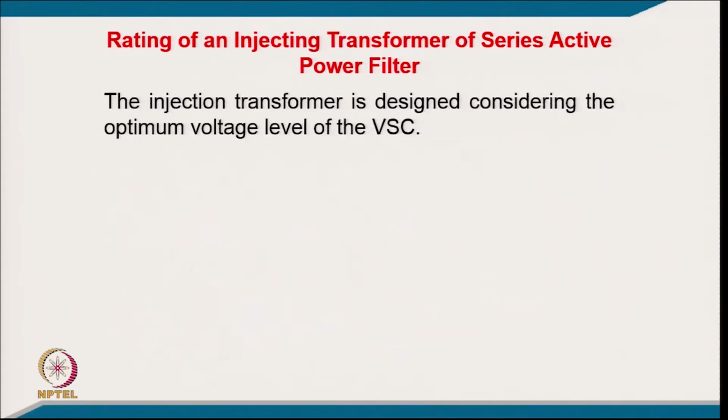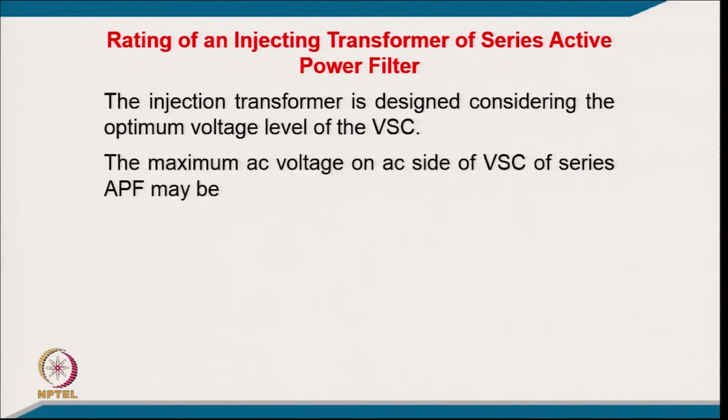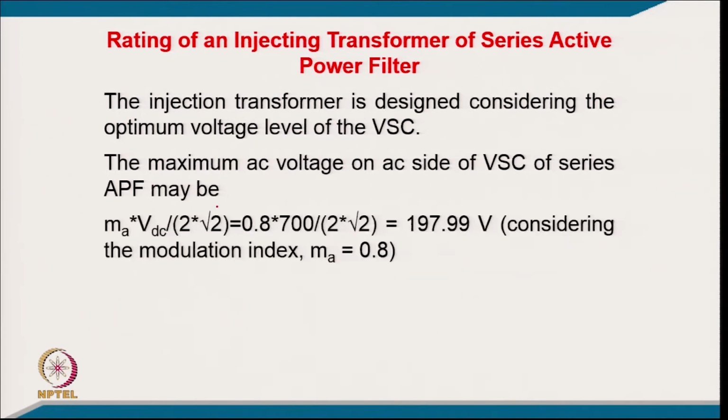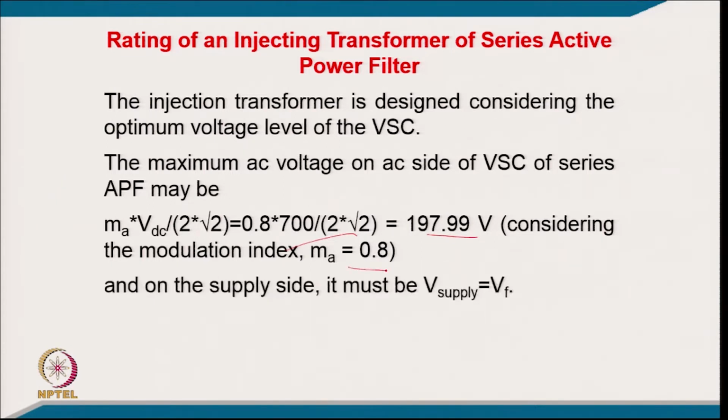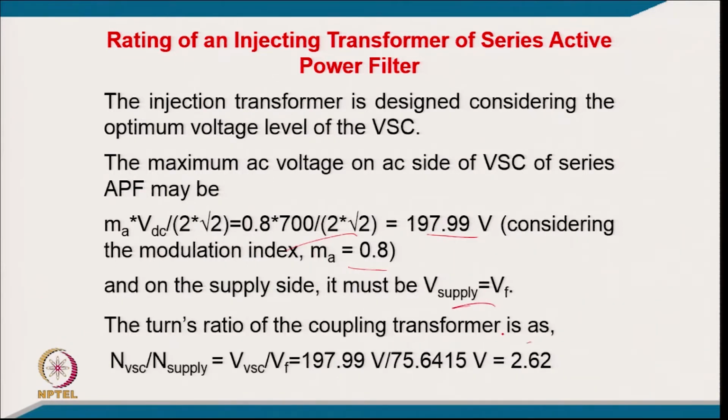The injection transformer is designed considering the optimum voltage level of the voltage source converter, and the maximum AC voltage on the AC side of the series active filter may be MA VDC by 2 root 2. Putting the value here, we get 197.99 volt, at the modulation index of 0.8. On the supply side it must be VF, and the turns ratio of the coupling transformer is NVSC upon N supply. From this you can find the turns ratio of 2.62, because from this voltage we are generating this voltage.